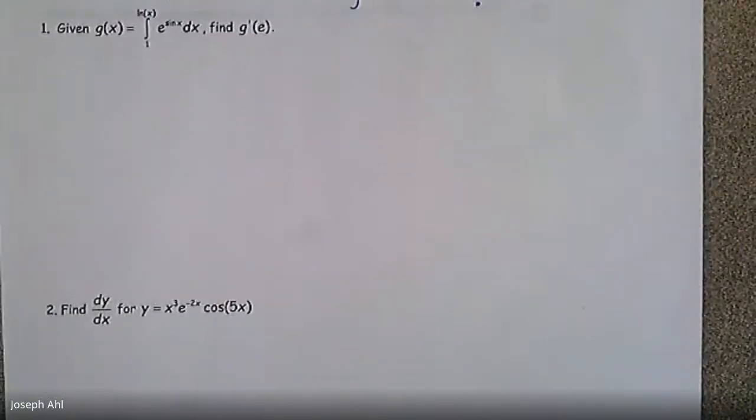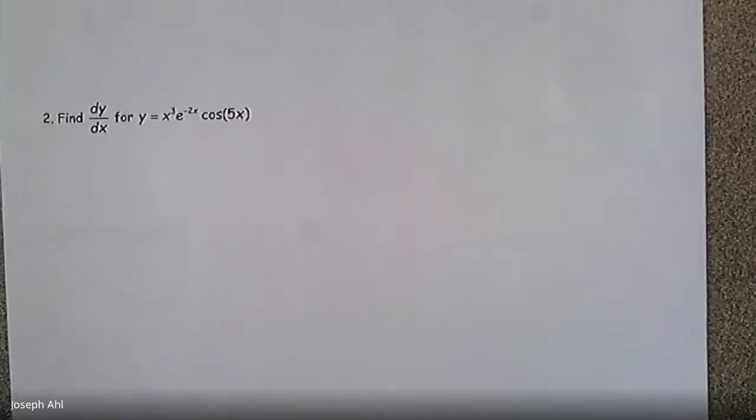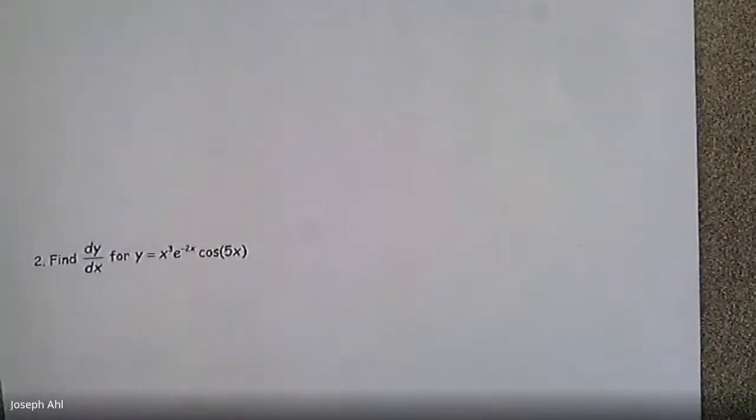So given an accumulation function g of x, find g prime of e. Okay, think very carefully about what we're going to do to evaluate g prime of e for number one. Number two, looking like a great candidate for some good old logarithmic differentiation, find dy dx. So go ahead and try those two. I'm going to jump right to the next page.